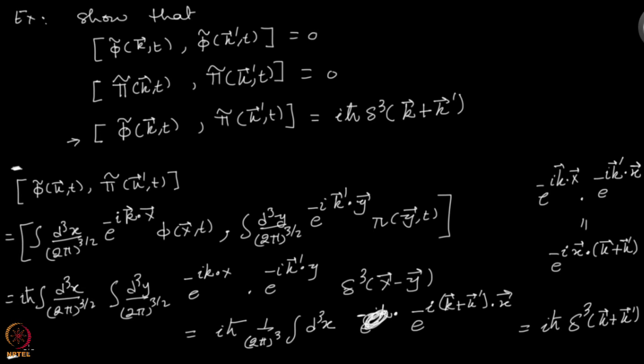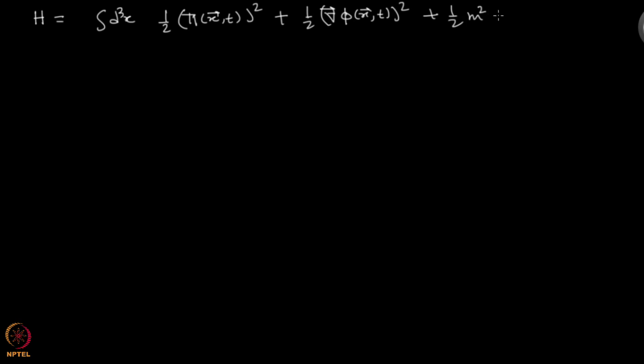Now what I want to do is I want to write down the Hamiltonian using these variables, the phi tildes and pi tildes. And that's also a fairly simple, straightforward exercise. So we start with our Hamiltonian, which is half pi, not a vector, square plus half gradient of phi squared plus half m square phi squared.